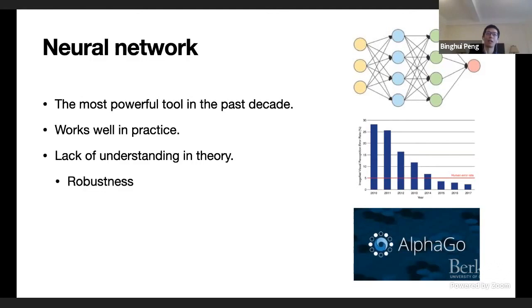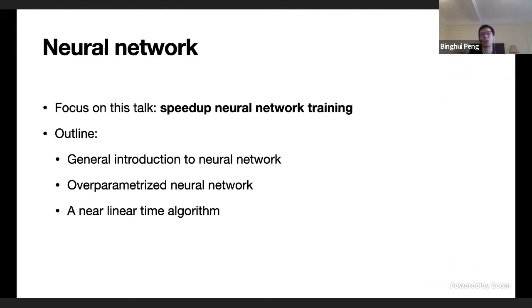And there are many topics there, for example, robustness, and also deep learning explanation and so on. But in this work, we will focus on a specific aspect. We will focus on speeding up neural network training. And the outline of this talk is as follows.